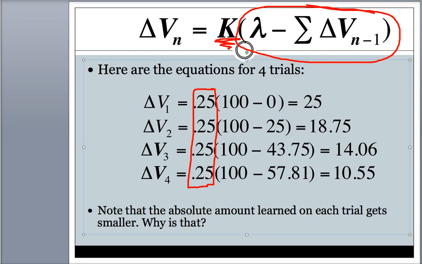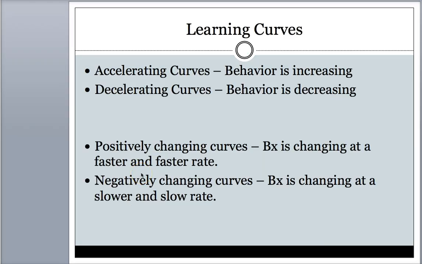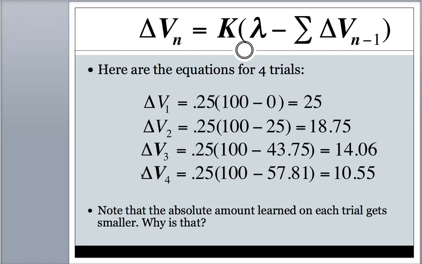Okay, so now that I've done that, I want to show you what it looks like when you plot these data on a graph. What happens when you plot all these numbers on a graph? Well, you get a special kind of curve. The amount that's being learned is going up, but it's going up at a smaller and smaller rate at each point. So I need to talk a little bit about learning curves.